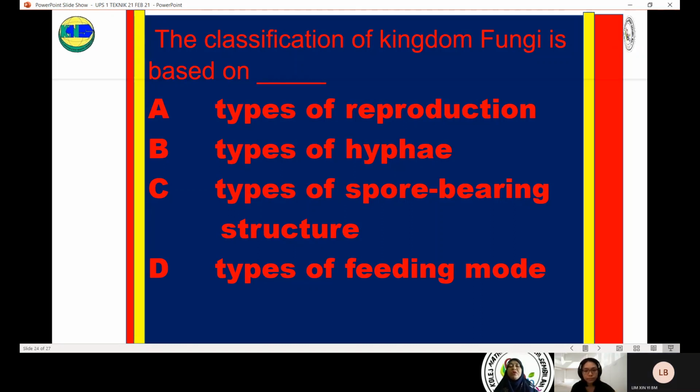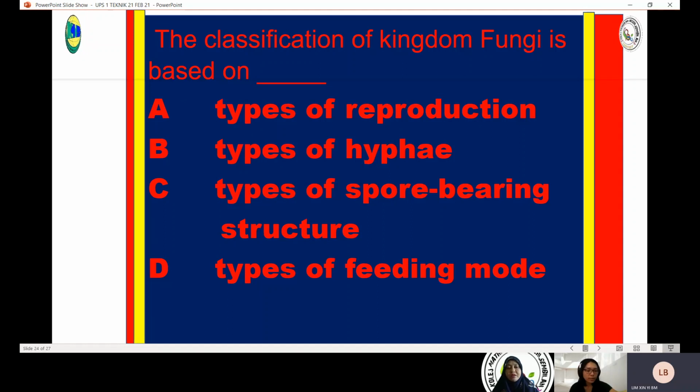The hyphae, maybe not, because it is a body structure. They have two types of body structure. So if you were a scientist, how would you classify using body structure? Feeding mode is also a rather general characteristic, heterotroph or autotroph. So you can consider these two out, leaving A and C. Which one do you think is the best?